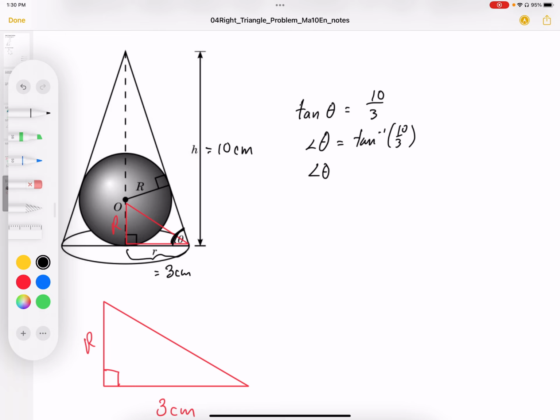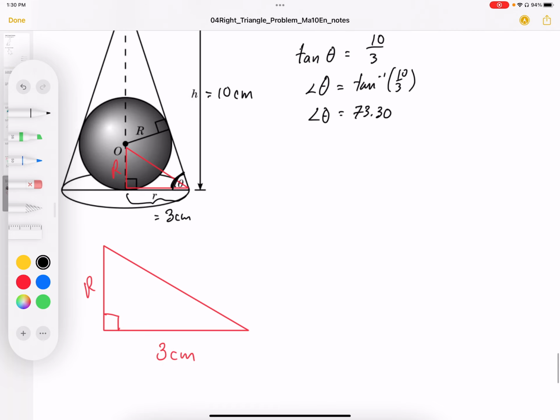And angle theta works out to be, when I do the inverse tan of 10 divided by 3, 73.30. So I'm just going to round that to 73.30 degrees. Okay, so that's the first part.